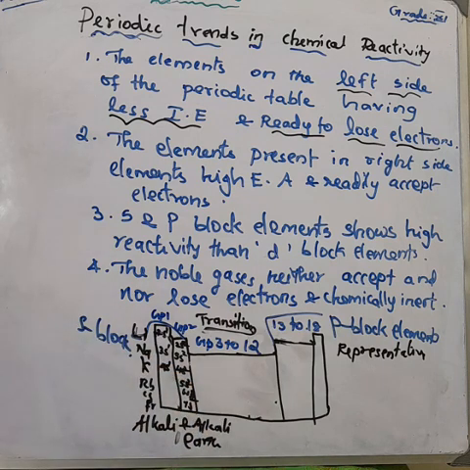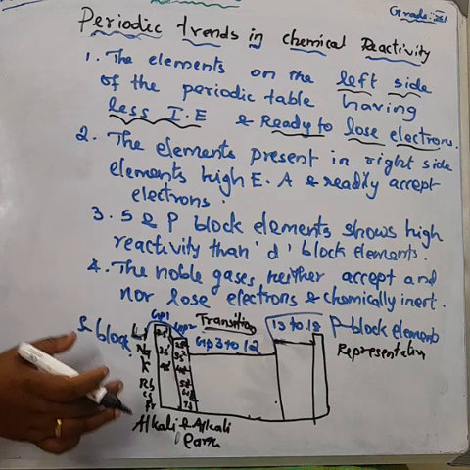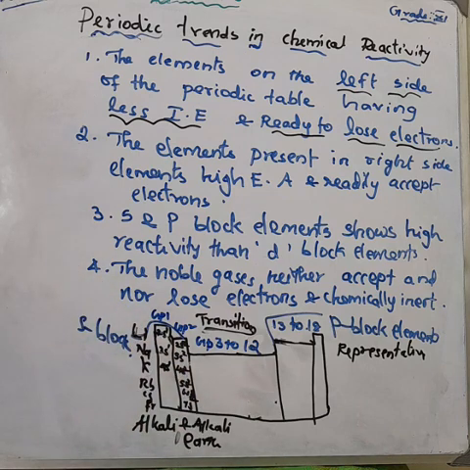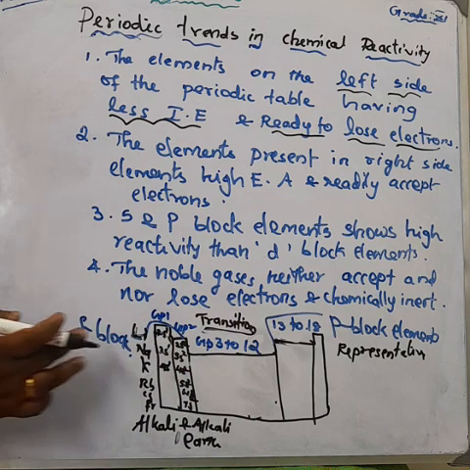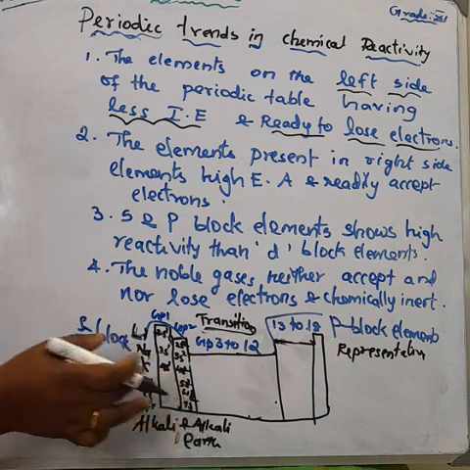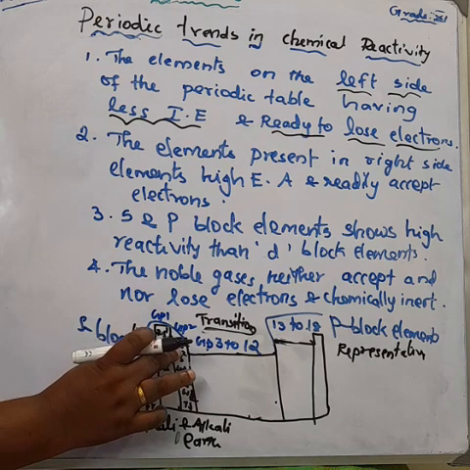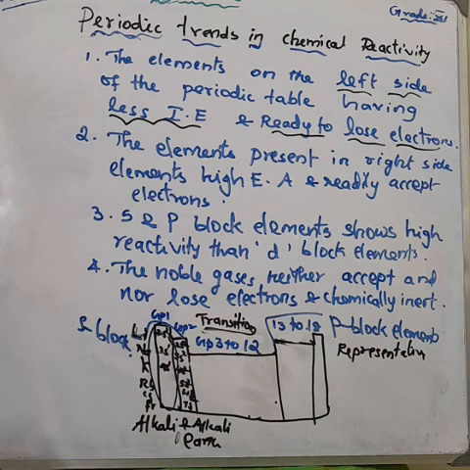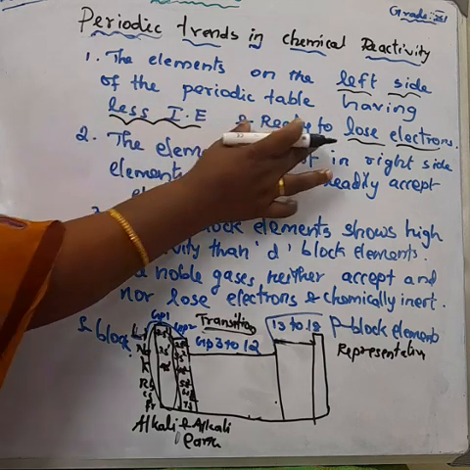So the alkali and alkaline earth metals have very few electrons in the outermost orbital. The group 1 elements are highly reactive because only one electron is present in the outermost orbit, so it is easy to remove the electron from the outermost shell. Understood? So the ionization energy is very low.